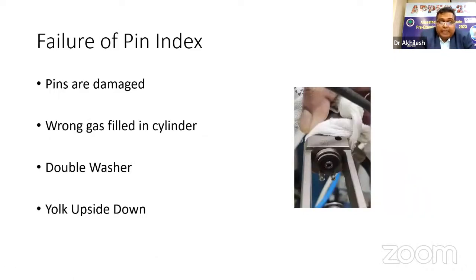Now, why did I talk about the pin index system? Because yes, these pin index are a safety feature, but they can be bypassed. Here you put a washer. Just imagine if you put 3 washers here, then the pin index will not work. So there's a double washer, 3 washers, yoke put upside down, wrong gas filled in a cylinder, pins damaged.